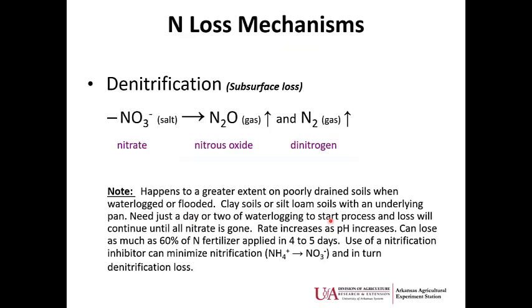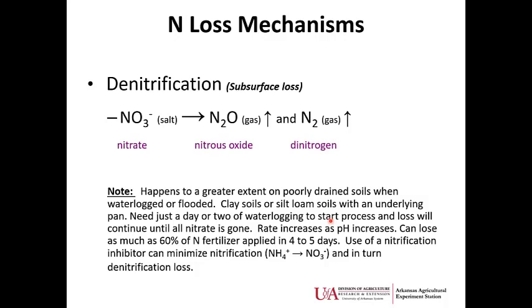So the next thing I want to talk about is another one of our nitrogen loss mechanisms, which is denitrification. This is very different than ammonia volatilization loss in the sense that denitrification is restricted to a subsurface loss mechanism. In order for ammonia volatilization to occur, we have to have that urea or ammonium on the soil surface. That's where that loss mechanism will occur. However, when we talk about denitrification, this is restricted to the subsoil or below the soil surface, and it is a subsurface loss mechanism.